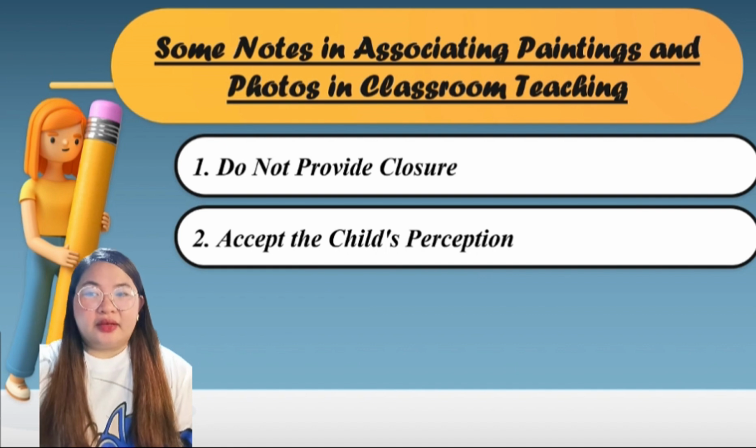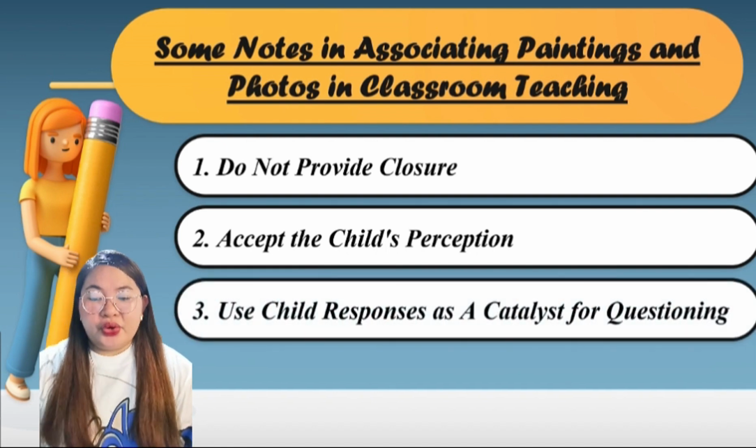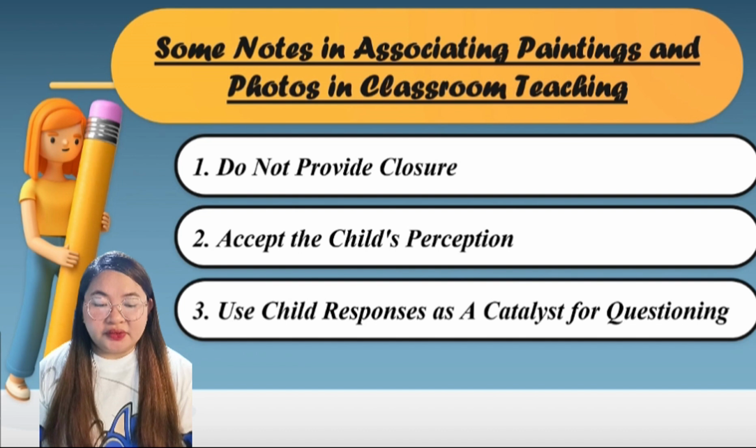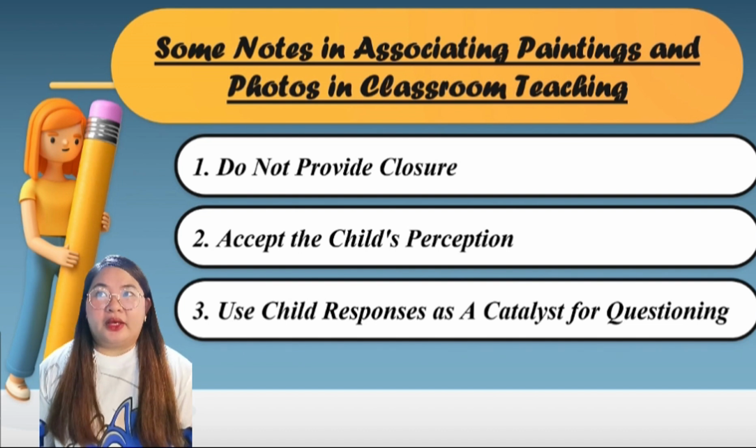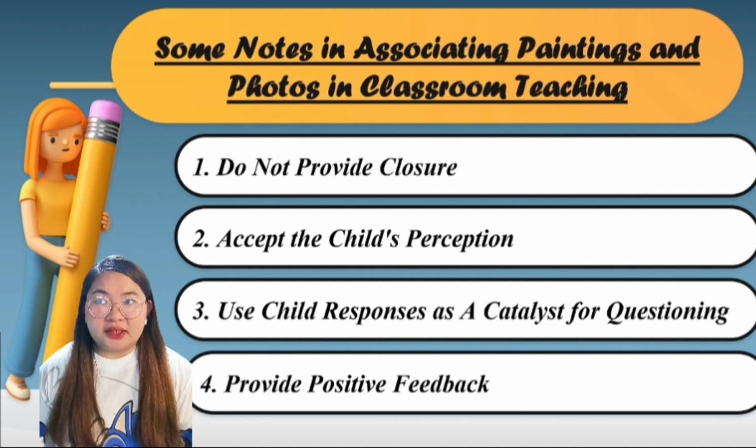Then we have, use child responses as a catalyst for questioning. Right? So using the students' thoughts as a starting point encourages engagement and personal learning. Then we also have, provide positive feedback. If the teacher feels that the child is wrong, he or she must remember that the child may be right in light of his or her experiences. And also do not forget, praising students will boost their confidence and motivate their active participation.